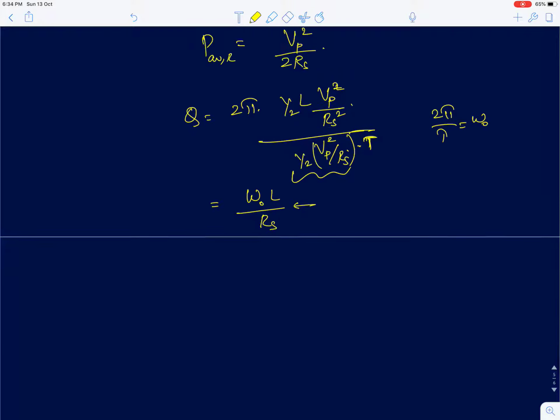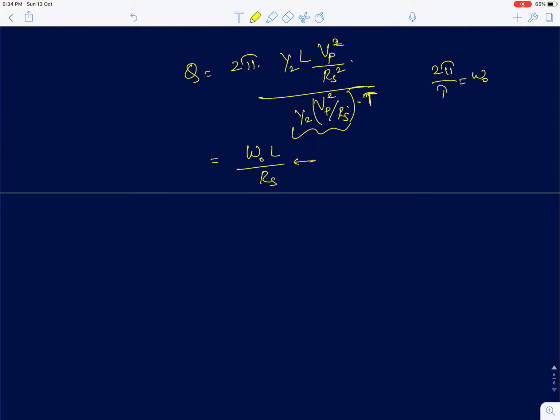Okay, so with this we define the Q of a series RLC circuit. To summarize, for a series RLC circuit, Q is omega naught L by Rs, which is also equal to 1 by Rs omega naught C. In the next lecture we will analyze the frequency response of a series RLC circuit in more detail. Using the definition of Q that we have used now, you will see where Q figures in when we discuss the frequency response of a series RLC circuit.